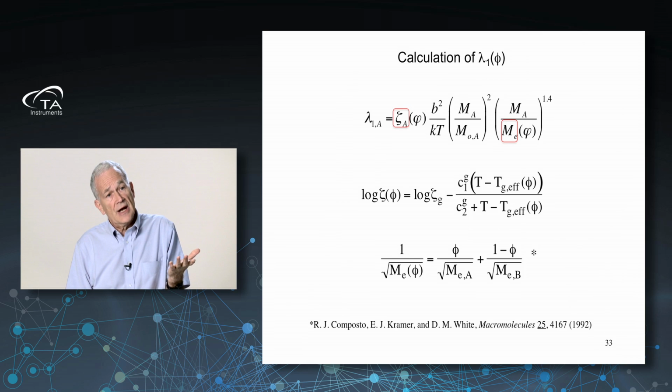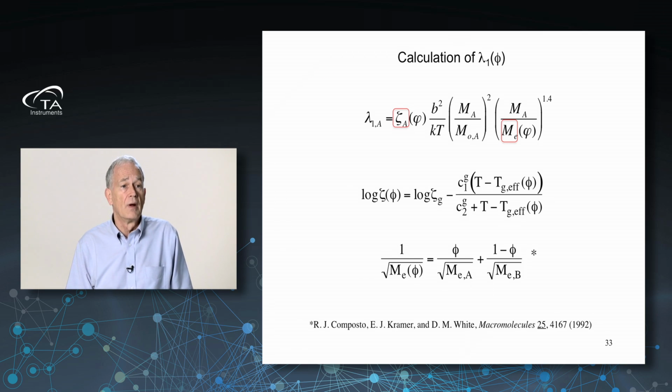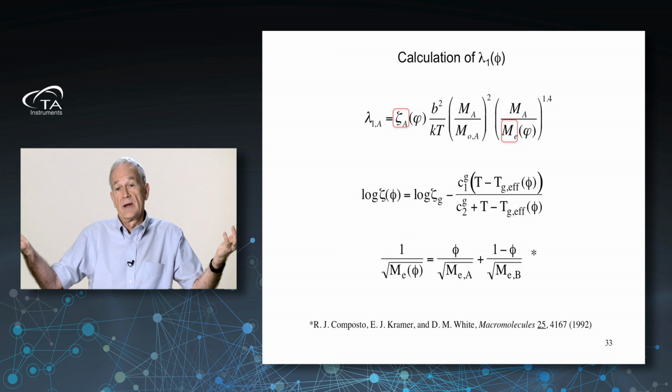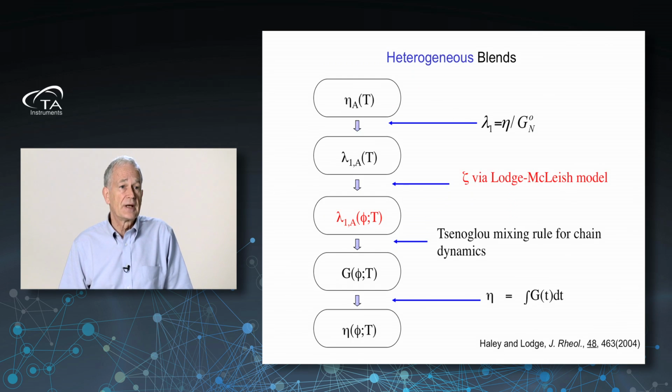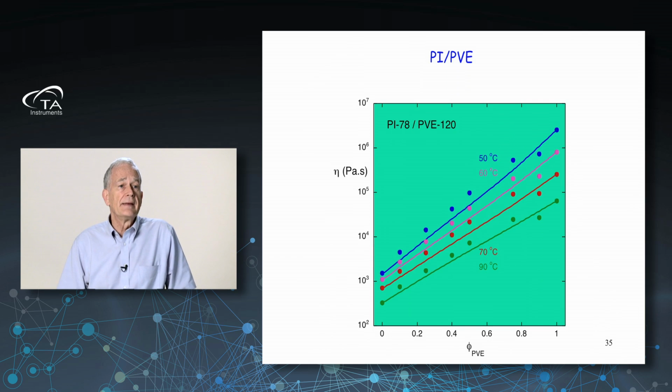We also have to change the entanglement molecular weight as just a mixing rule average, because the entanglement molecular weights of different chains are different. Put that back together and you can predict. So here's again the strategy. Again, use the same Tsunoglu mixing rule. So it's the same equations really, but just with a different friction factor.